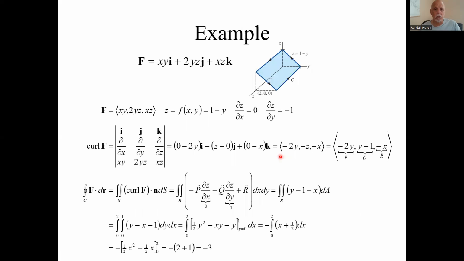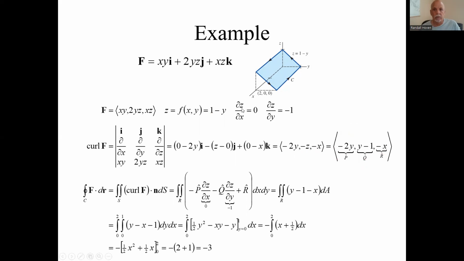First, we have to find the curl of F. Here's the formula for finding a curl. Remember, take that determinant, and so on. Here's what you get. P is minus 2y, Q is minus z, R is minus x. And wherever there's a z, we have to replace it with z is 1 minus y. Here is going to be our curl of F, P hat, Q hat, R hat.